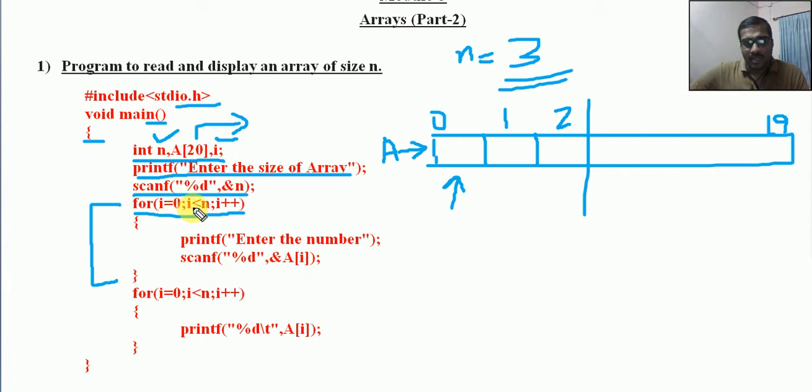Then i less than n. What is this n? n is 3 now. i less than n means the size, that is less than n, less than 3. Less than 3 means we can have up to 2 only.